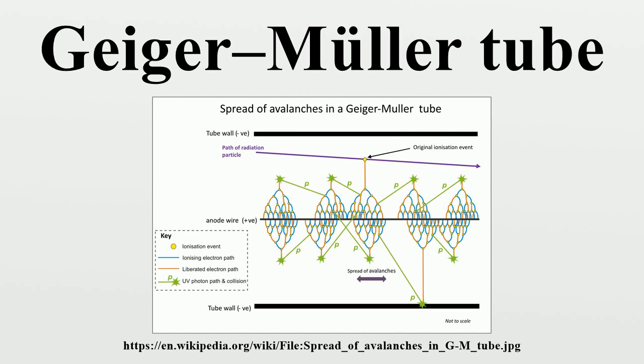It is used for the detection of gamma radiation, X-rays, and alpha and beta particles. It can also be adapted to detect neutrons. The tube operates in the Geiger region of ion pair generation. This is shown on the accompanying plot for gaseous detectors, showing ion current against applied voltage.